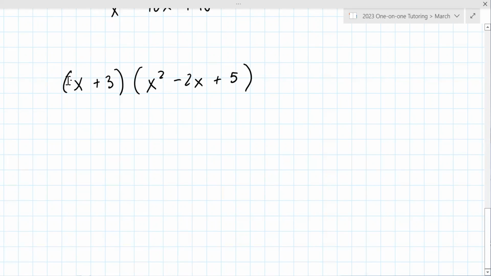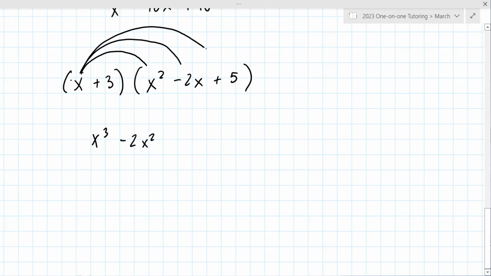You saw me before drawing these paths. You really want to do the same thing here. It's like x times x squared. That's x cubed. Then you draw another path from x to minus 2x. You're going to multiply those. That's minus 2x squared. Then x times 5, 5x. Oh, so you add the exponents, so it would be 1 and then 2. That's 3. x to the 1 times x squared is x to the 1 plus 2, x cubed.